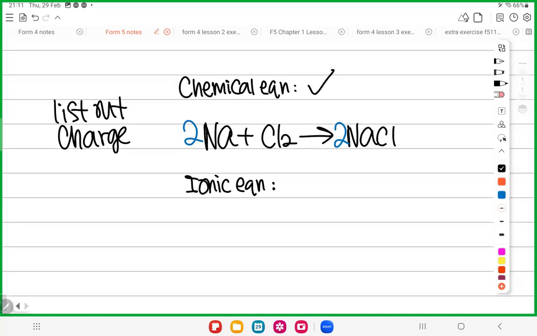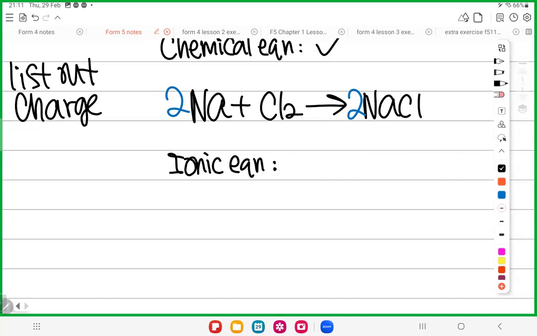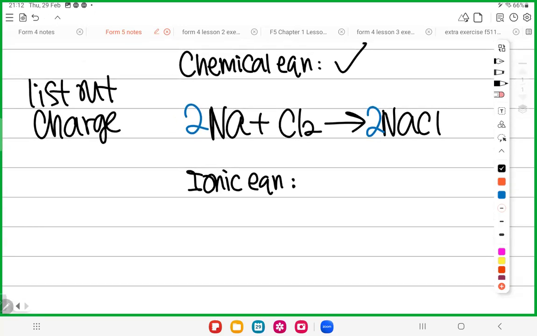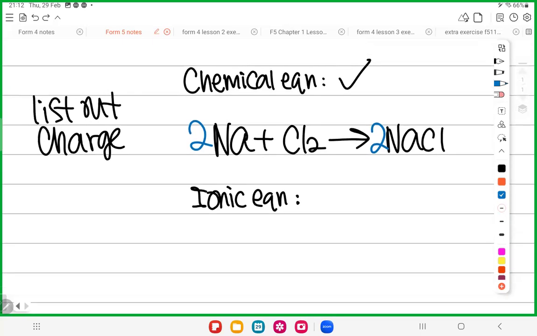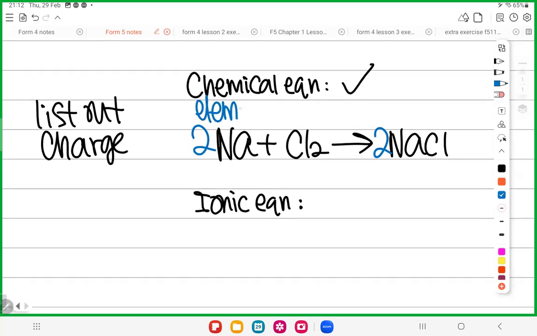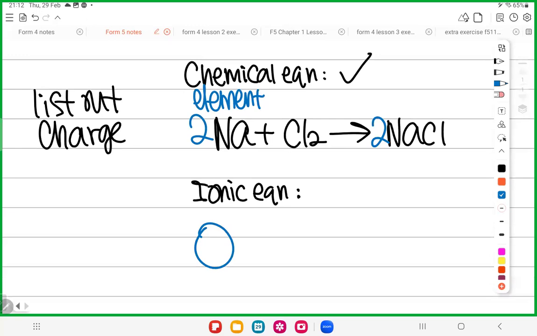I want you to go along with me. What is the charge for sodium on the left-hand side? Nothing, zero. Why? Sodium comes alone. There is only sodium, nothing else. So you are an element, isn't it? We learned this before, right? When you are an element, you don't have any charge. So don't put a zero here. I want you to copy back the whole thing. Is it okay? All right.